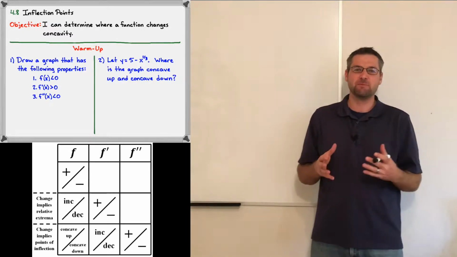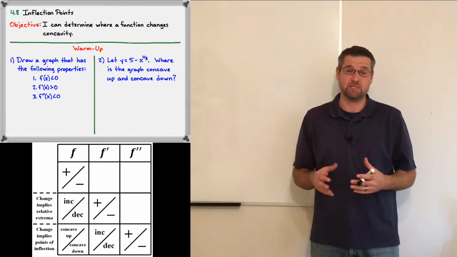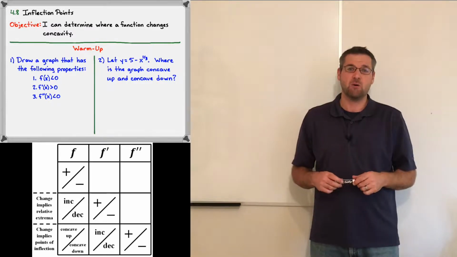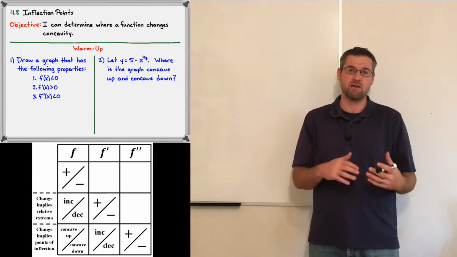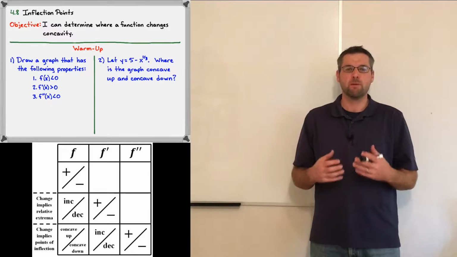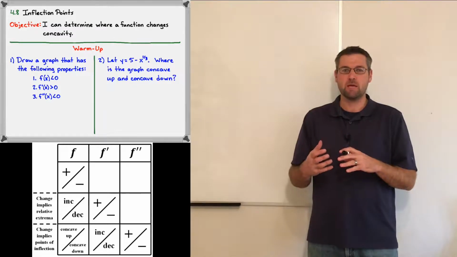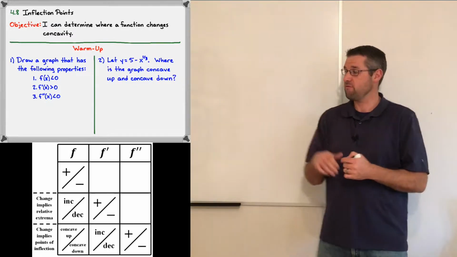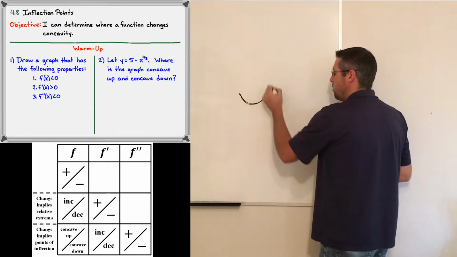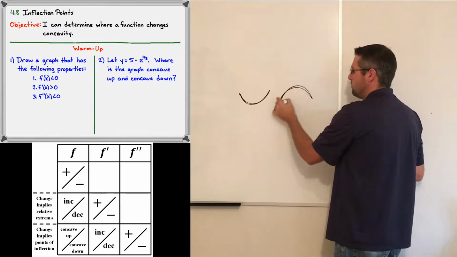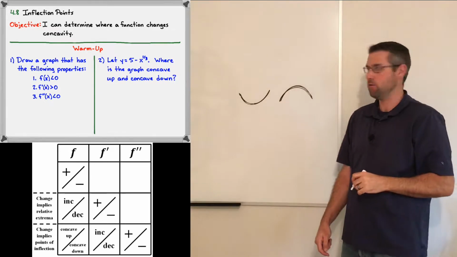Anyways, today we're going to be talking about inflection points. Now, last lesson, we talked about the idea of concavity, a function being concave up and concave down. So if you remember, concave up is like a cup. So we have a function that might look like this, concave up, or concave down. When we say concave down is like a frown, right?